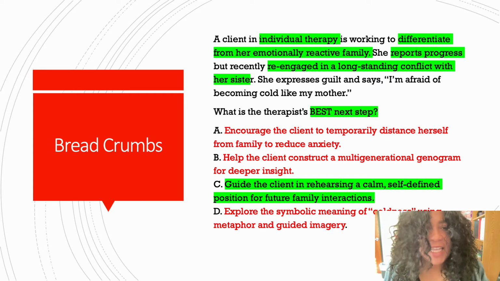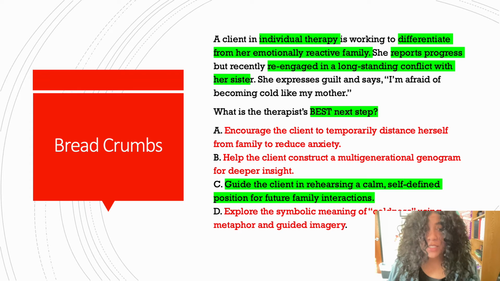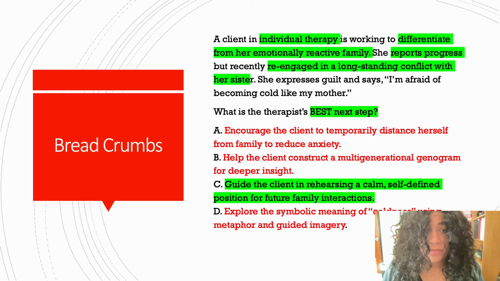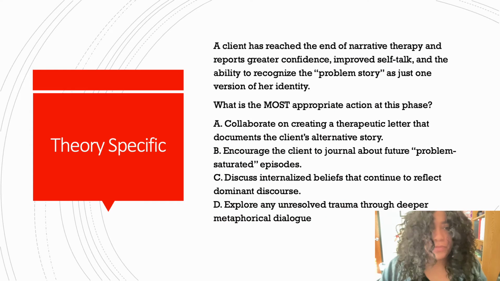So C says, guide the client in rehearsing a calm, self-defined position for future family interactions. So now we're talking about how it would look when she's ready to terminate and what she's going to use, because Bowen is going to do what? Send you back home to help you work on differentiation, right? Think like Bowen. When you see it, it's theory specific, and if it's structural, strategic, or Bowen, think like those therapists. Get those thinking hats on and start thinking, what would this therapist do?